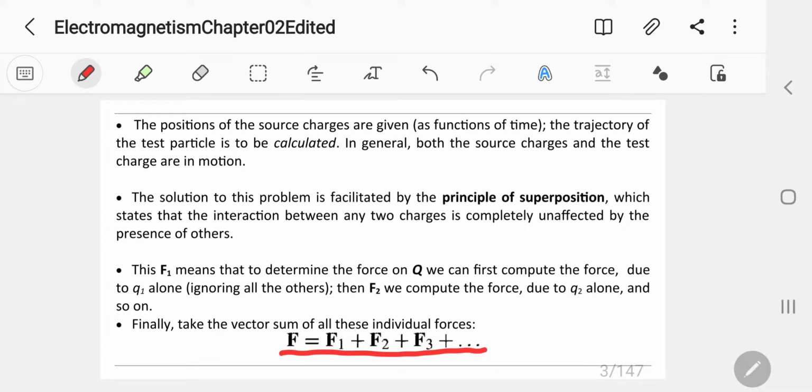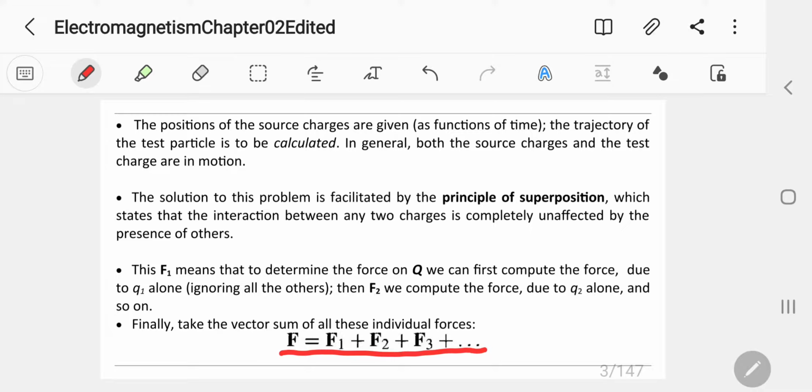In basic physics, these forces are added by components in rectangular coordinates. So you get the x component, the y component, and the z component. Add all the x, add all the y, and add all the z components, and then you get the magnitude and then the direction of the total force.